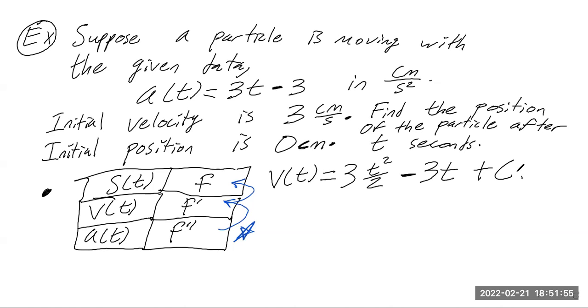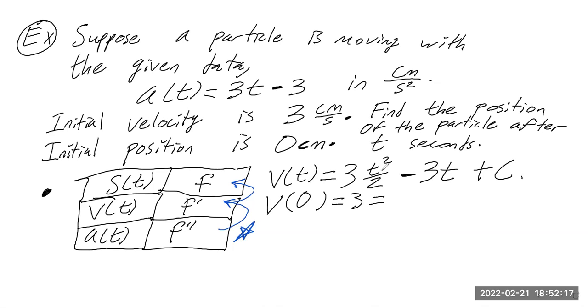But we know some information about velocity. We know some value that it takes on. Because I know initial velocity, I know v at 0. And I know it's equal to 3.